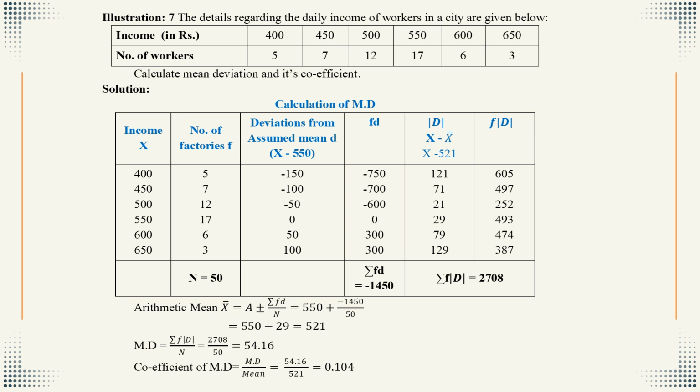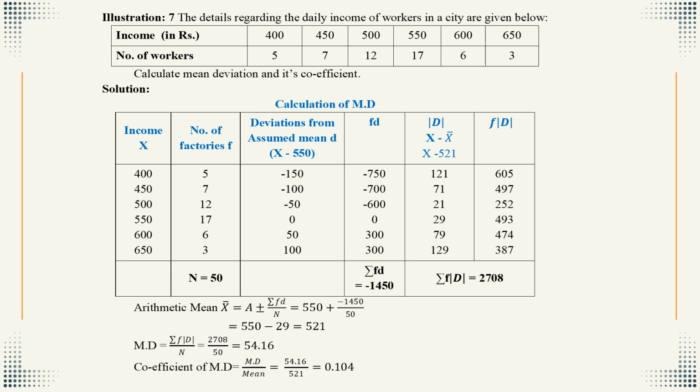Now from this value you should multiply with the f. F is in the second column. So the second column and fifth column values should be multiplied. 5 into 121, 605. 7 into 71, 497. 12 into 21, 252. 17 into 29, 493. 6 into 79, 474. 3 into 129, 387.